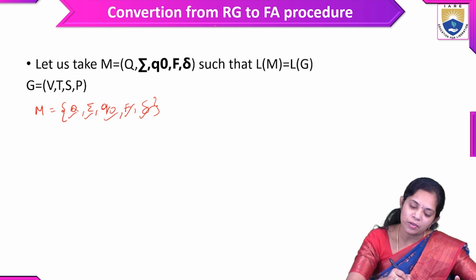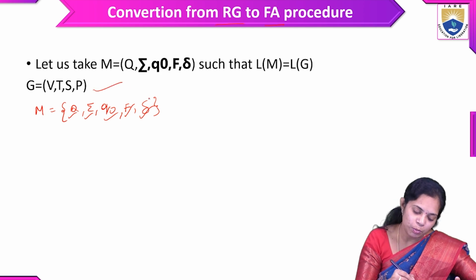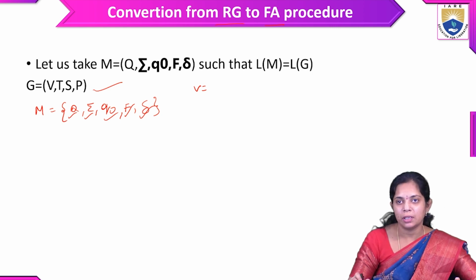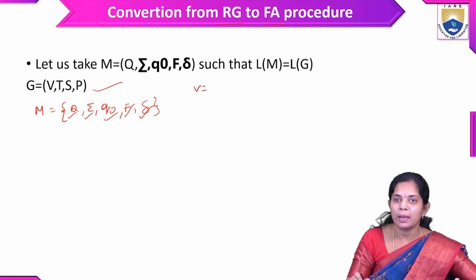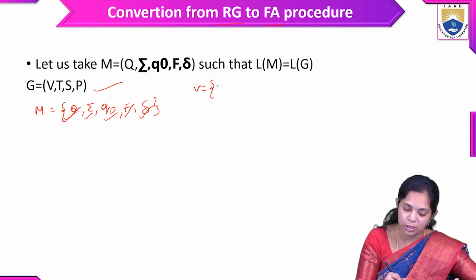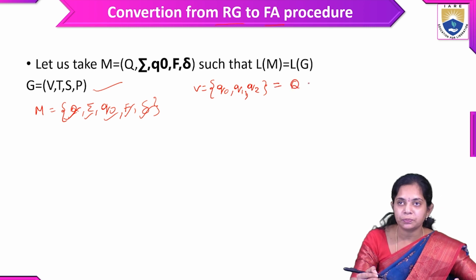Here we are converting the regular grammar to finite automata. So here we have a 4 tuple. In that 4 tuple, V is a non-terminal set, which is represented with capital symbols. These non-terminals are equal to the finite set of states, for example Q0, Q1 and Q2. These are the states of the finite automata, which is equal to Q.